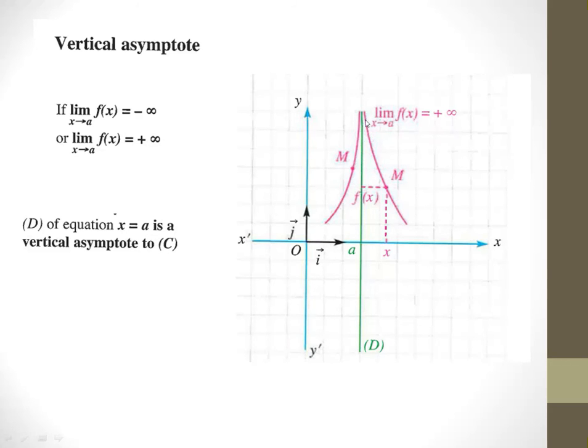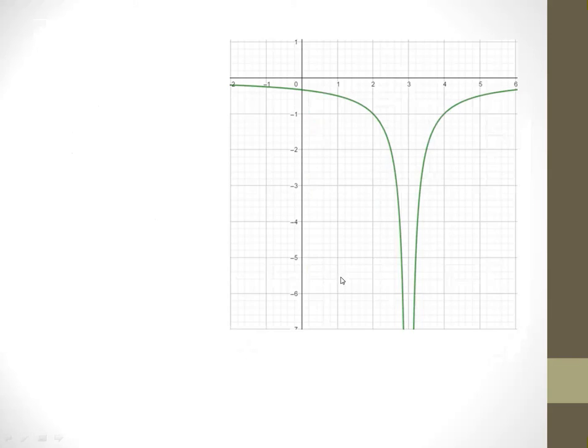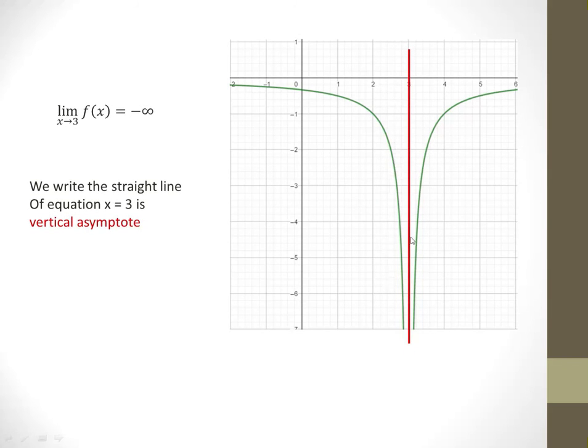The function goes very close to this number a. So we say when the limit of f of x as x tends to a number equals infinity, plus or minus infinity, it doesn't differ. It's infinity anyway. So x equals a is a vertical asymptote. As in this case, x equals 3 is a vertical asymptote. This line is the line of equation x equals 3.